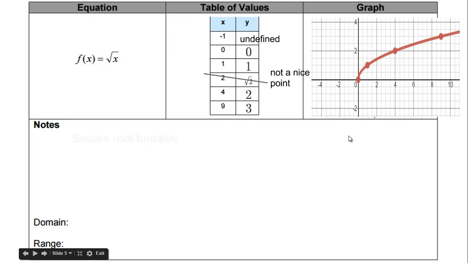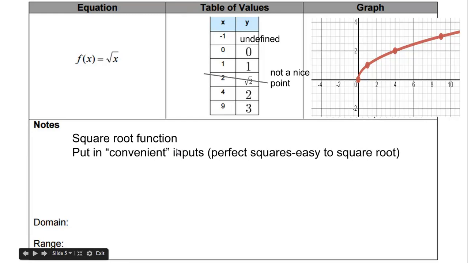Okay. A couple notes, it's called the square root function. You put in convenient inputs. That's the reason why we use 4 and 9, because those numbers are easy to square root. It's a half parabola, so it is actually very similar. As you suspect that x squared is very similar to root x, it is very similar. This is actually half of the parabola.